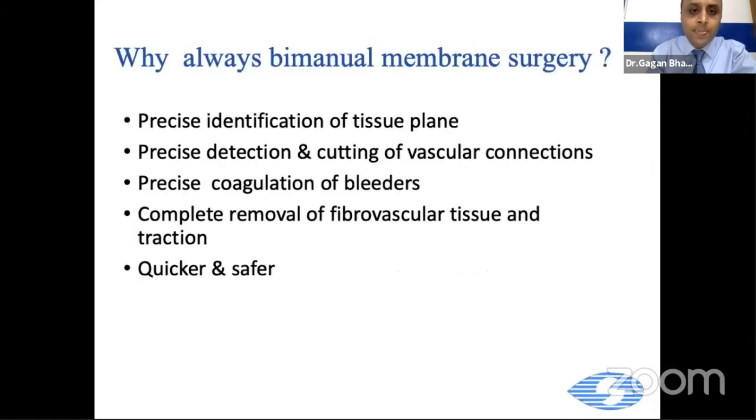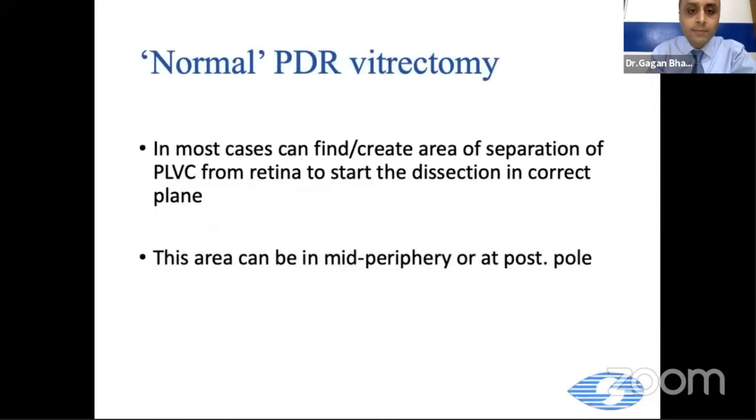Bimanual surgery, definitely, because you get excellent control. I think Dr. Reyes has already shown bimanual surgeries in cases of recurrent detachment. The same role goes here. Especially in PDR, lifting the membrane with one hand and cleaving your way through the plane with the other hand is very essential. Also, one technique of coagulation of bleeders, which I'll be showing later, can be done with a bimanual technique.